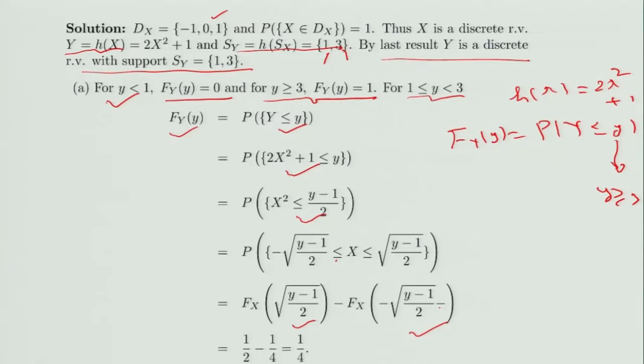Now note that y is between 1 and 3, so (y minus 1) by 2 is between 0 and less than 1. So its square root is also between 0 and 1. So minus square root of (y minus 1) by 2 is between minus 1 and 0. So I look at the distribution function of this quantity when the argument is between 0 and 1.